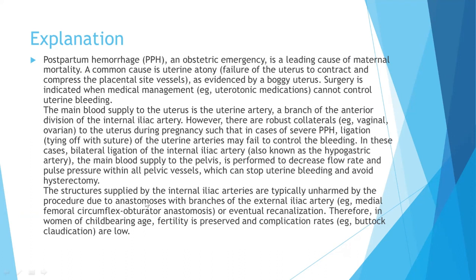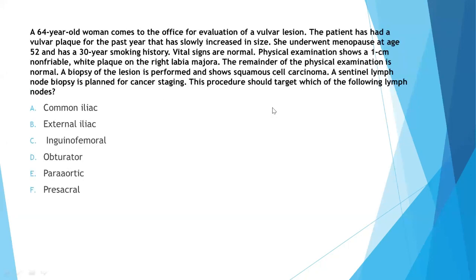The structures supplied by the internal iliac arteries are typically unharmed by the procedure due to anastomosis with branches of the external iliac artery or eventual recanalization. Therefore, in women of childbearing age, fertility is preserved and complication rates, for example buttock claudication, are low due to this anastomosis. So again, we have one more question here.